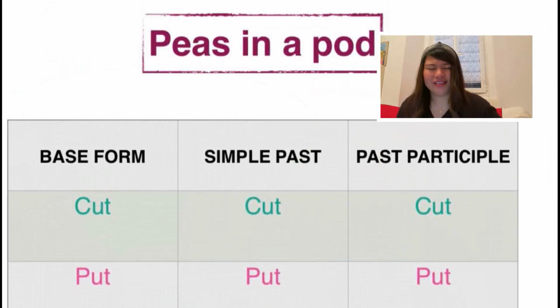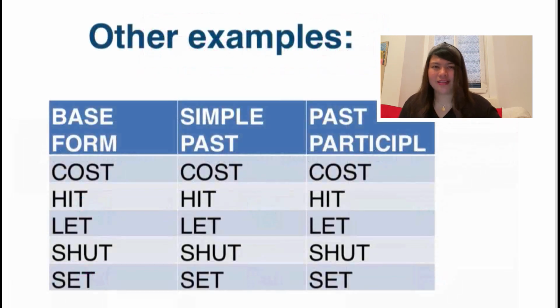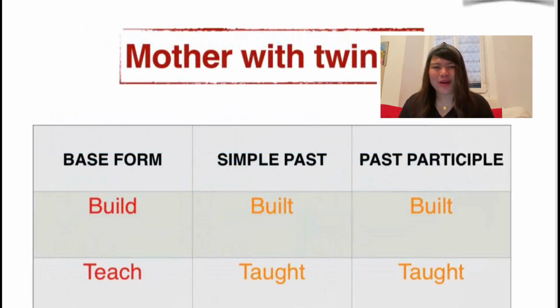These are the irregular verbs that do not change. So they have the same base form, simple past, and past participle. For example, cut, cut, cut. Good.